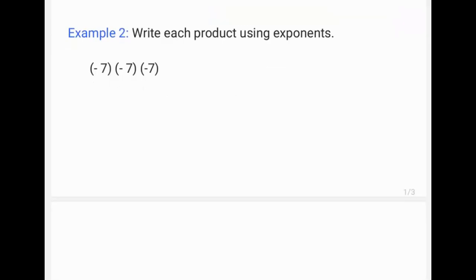In example 2, we are writing each product using exponents. So now we're going backwards. We're having this written out for us, and we need to write it in exponent form. So since we have parentheses in each of those -7 bases, I'm going to go ahead and copy that as -7, and there are 3 of them, so the exponent tells me I should have 3 as my final answer.